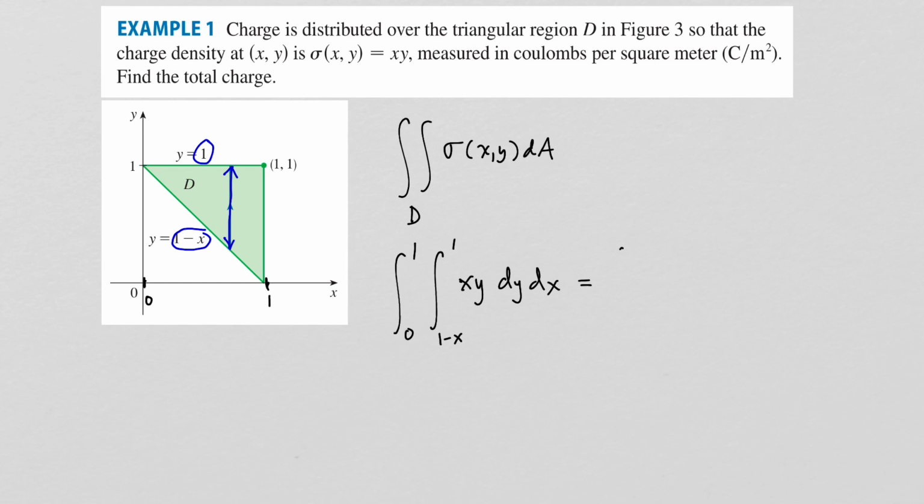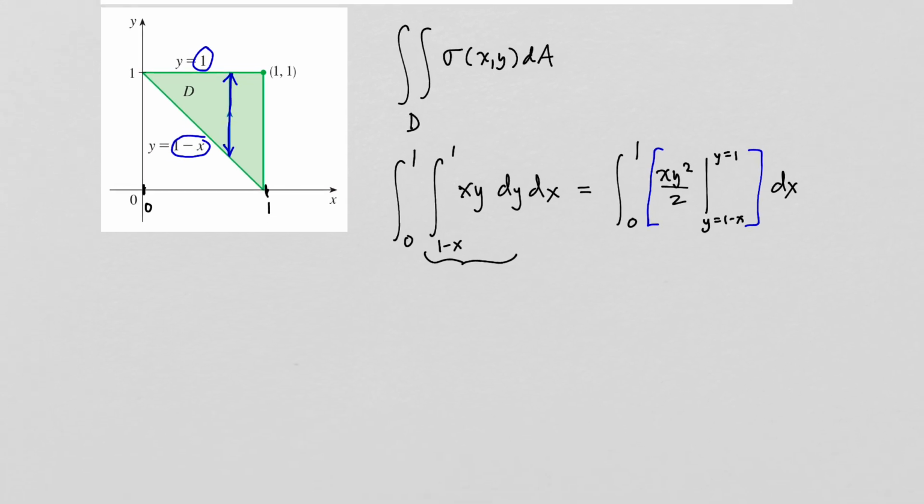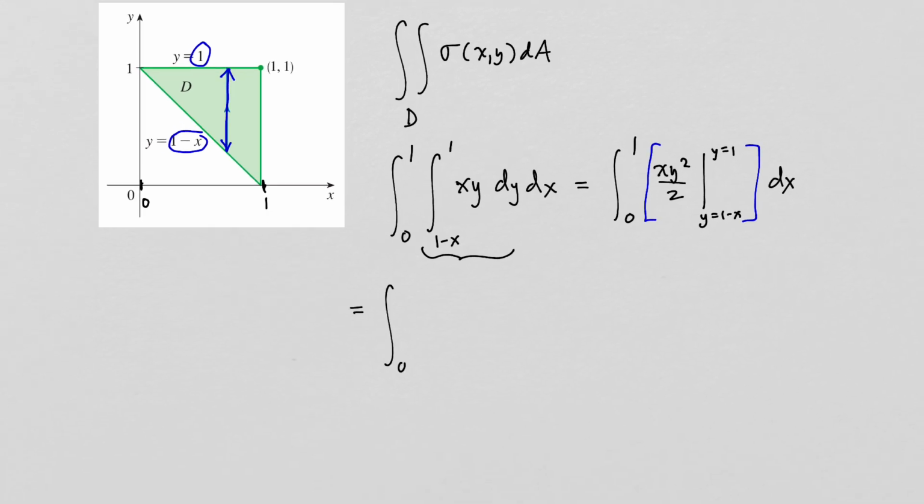So let's go ahead and perform the integration on the inside there. When you integrate, this is going to be x y squared over 2, going from y equals 1 minus x to y equals 1. And then we'll do this with respect to x. So this is going to be the integral of, when I plug in y equals 1, we get x over 2, minus, when we plug in 1 minus x, we get x times (1 minus x) squared over 2, dx.